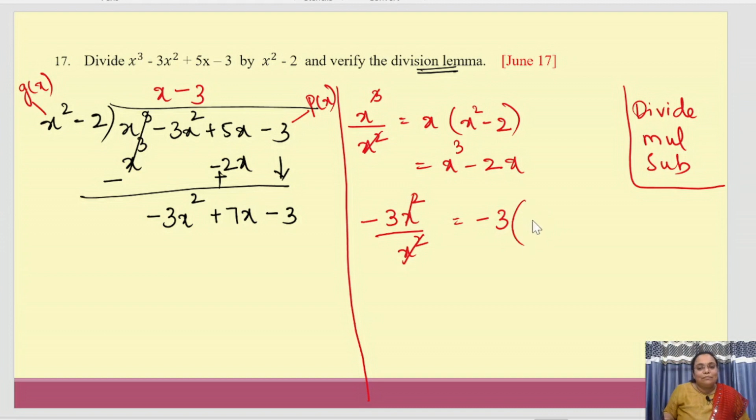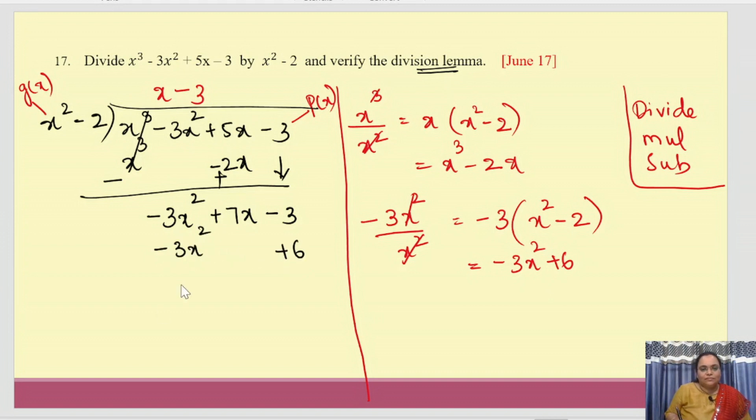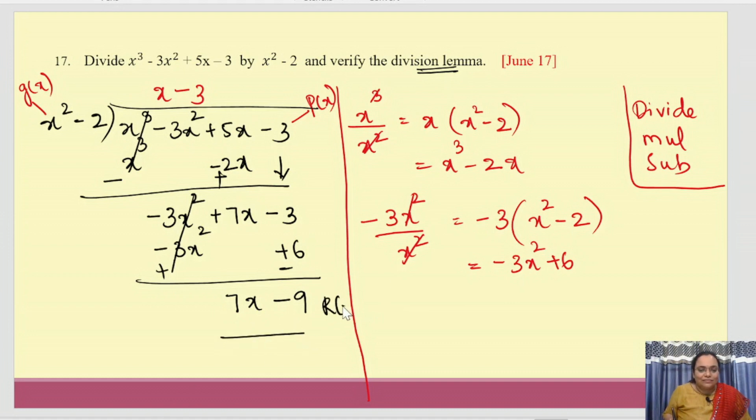You will multiply minus 3 with x square minus 2. So you will get minus 3x square plus 6. So write it here, which is minus 3x square plus 6. Then the next step is subtract. So you will subtract them. This will get cancelled. This is 7x minus 9. Okay, so this is your R of x.